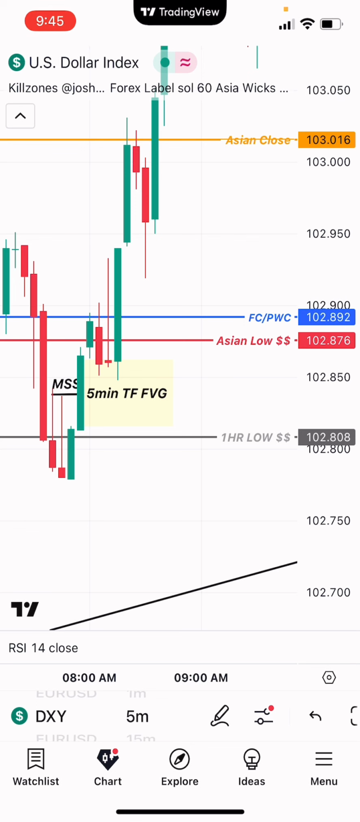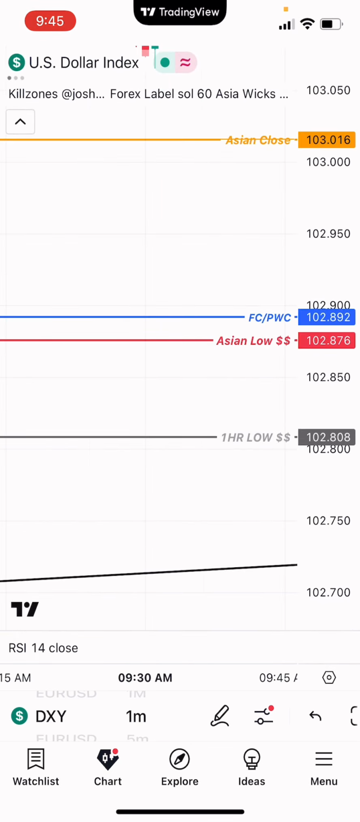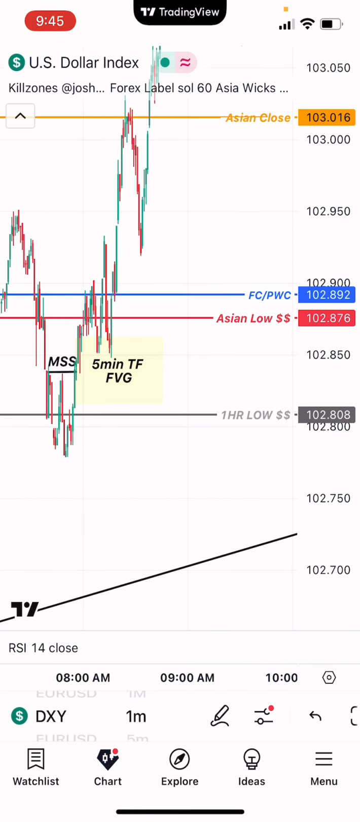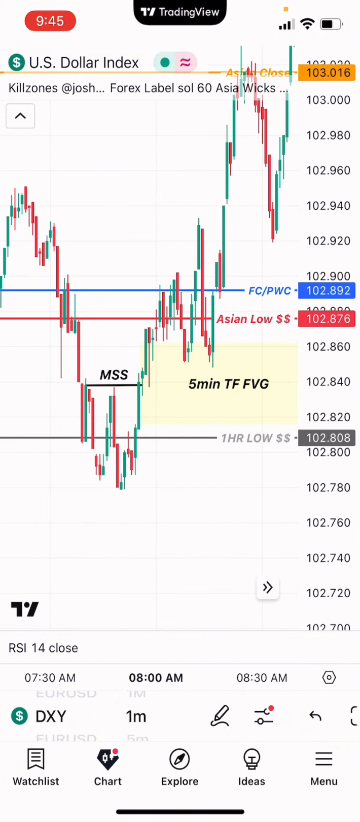But before I saw that 5-minute fair value gap, as you all know, I normally take the 1 minute. I just love trading the 1 minute, because it's one of my best time frames. But if you don't know what you're doing, it can wreck you.